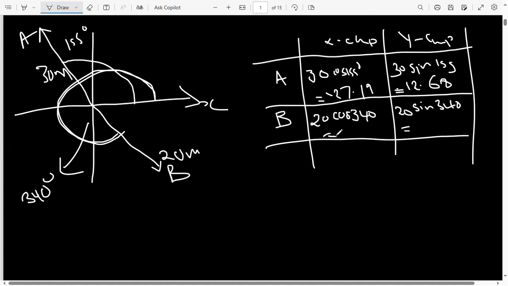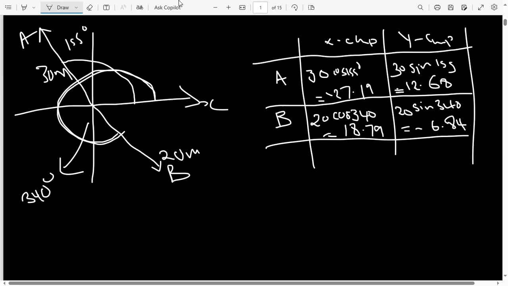Okay, I'm getting 18.79. So this will be 18.79. Okay, and then here, what are we going to get? So there we have 20 multiplied by sine 340. So I'm getting minus 6.84. So this is what I have, guys. Okay, so we've resolved whatever we had into their what? Their components.